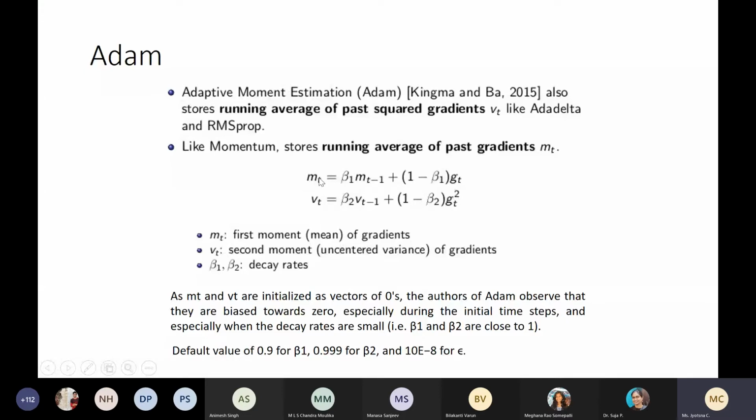So MT is like momentum and VT is like RMSprop. Adam considers both the running average of the past squared gradients and the running average of the past gradients. Beta 1 and beta 2 decide how much percentage of the previous steps should be considered. Usually we take beta 1 as a constant 0.9, and beta 2 as 0.99.